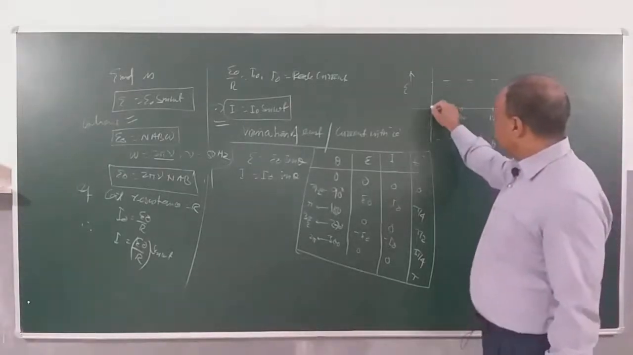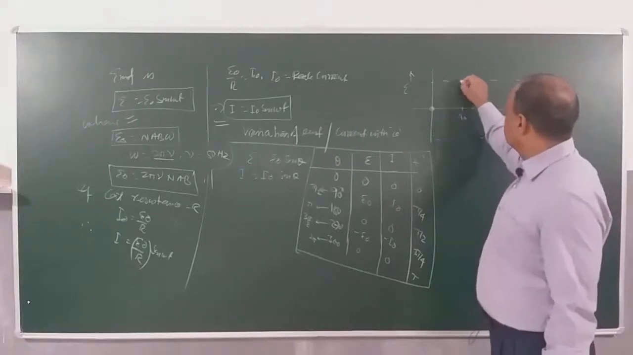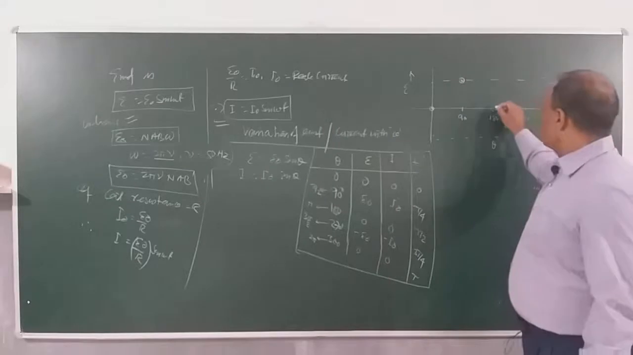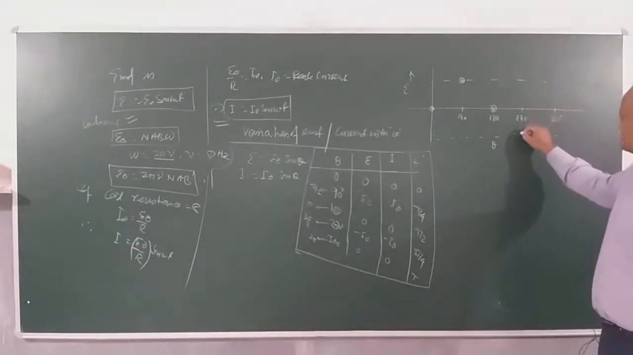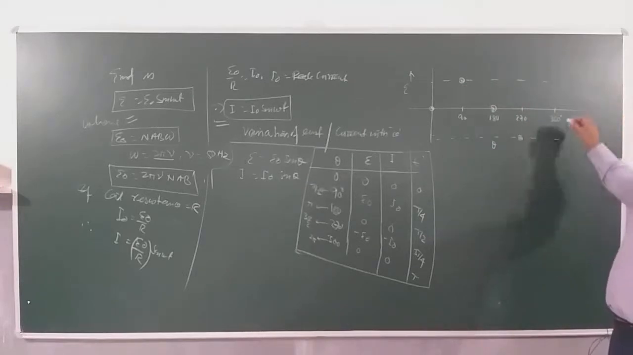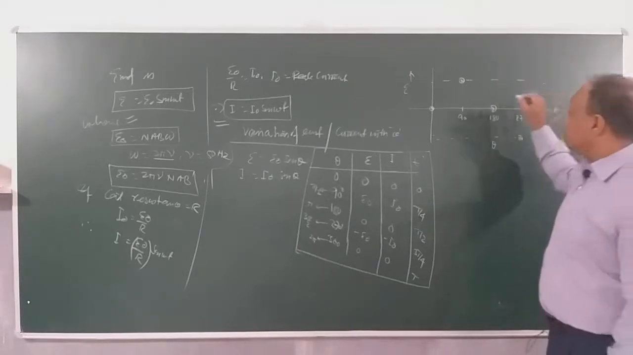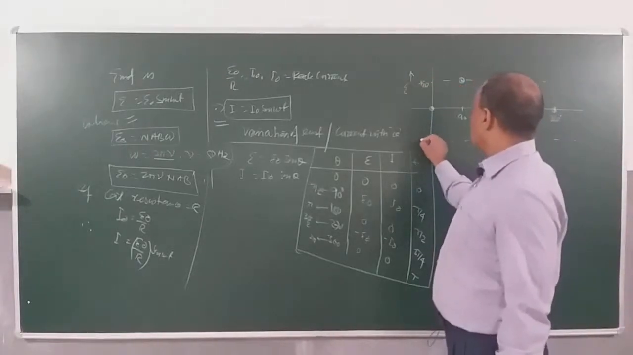Theta is 0, then E is how much here? 0. 90, then it is maxima. 180, then 0. 270, then minus 1, and 360, then 0. So this is plus E naught and this is minus E naught.